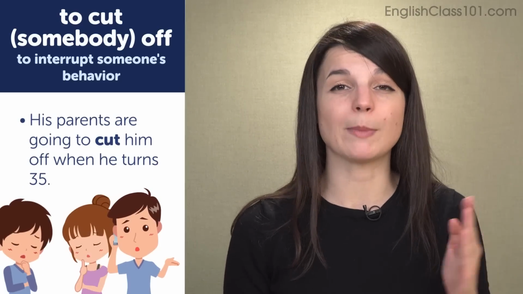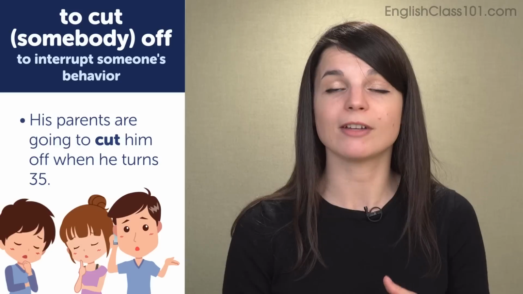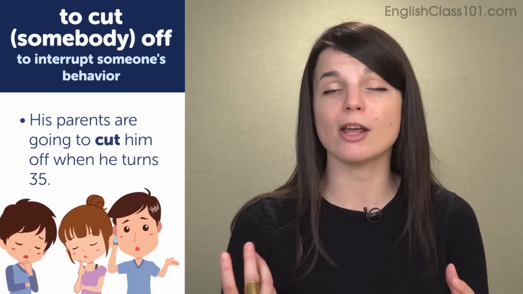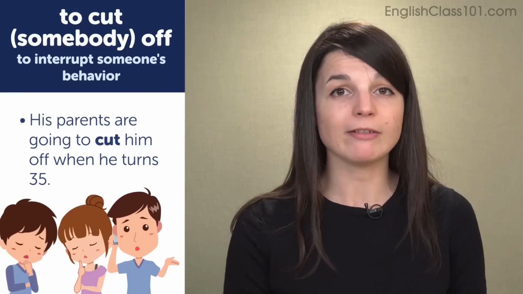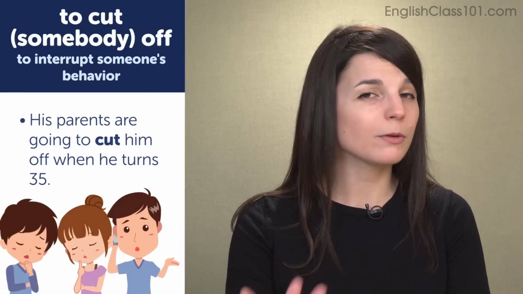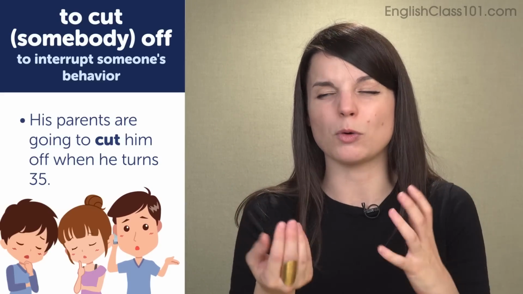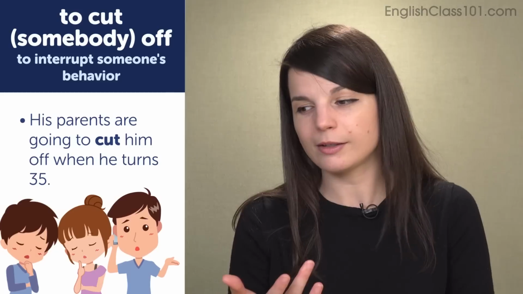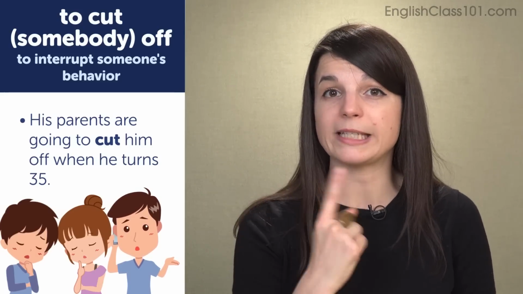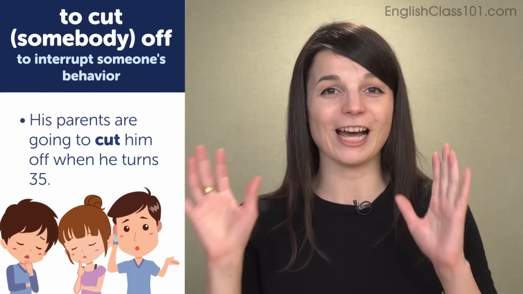In the third example, it's about money. His parents say they're going to cut him off when he turns 35. This is an expression that means they're going to cut him off financially. In other words, when he turns 35, his parents are going to stop giving him money. So there are a few expressions here that we have to really think about the situation to understand what is being stopped. Is it drinks? Is it like driving? Is it money? We can also use it when speaking. If someone interrupts you when speaking, you can say, don't cut me off, I'm trying to talk.